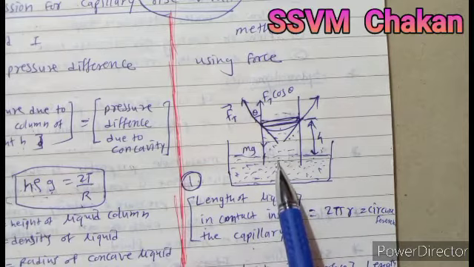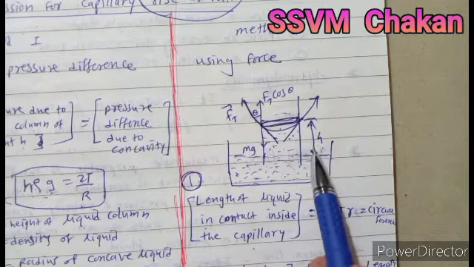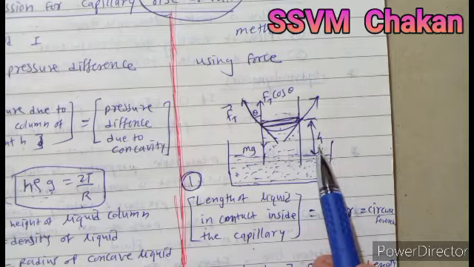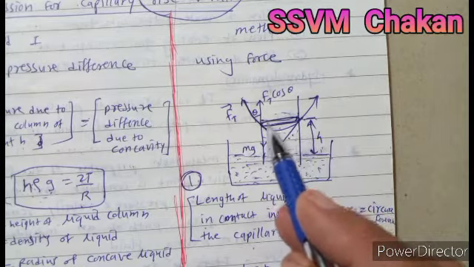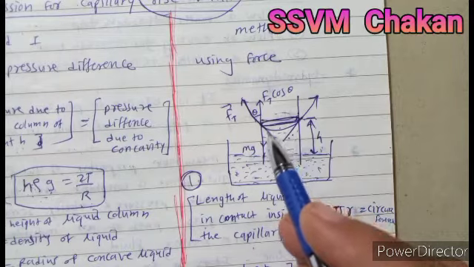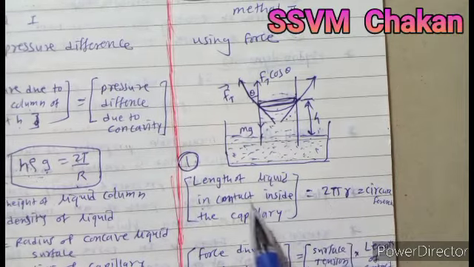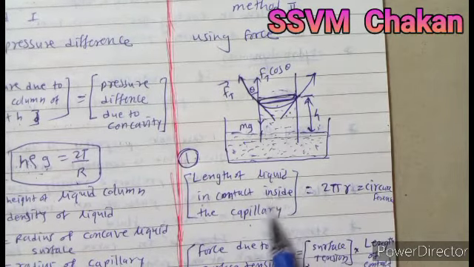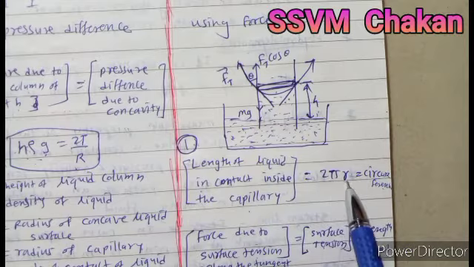Again we consider one end of the capillary dipped into the liquid. Liquid rises in the capillary up to the height h. Now the liquid inside the capillary is in contact with the inner wall of the capillary, which is in the form of a circumference. So the length of liquid in contact inside the capillary is equal to the inside circumference of the capillary, which is equal to 2 pi r.